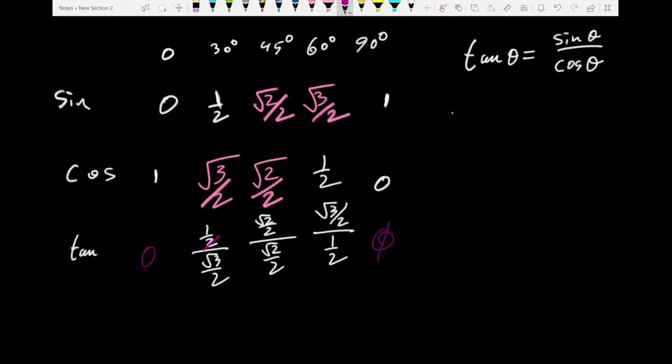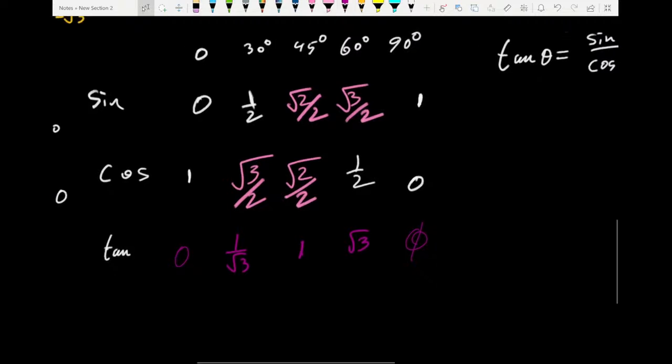We could simplify that. It cancels out, and you get 1 over square root of 3. Oh, this just becomes 1. And that cancels out, and you just get square root of 3. So that's our full table, all right?